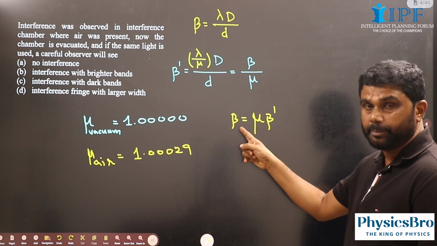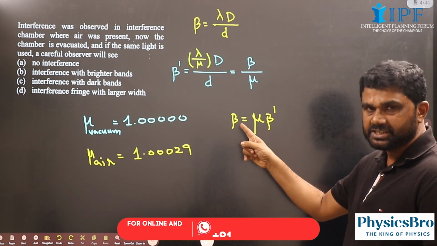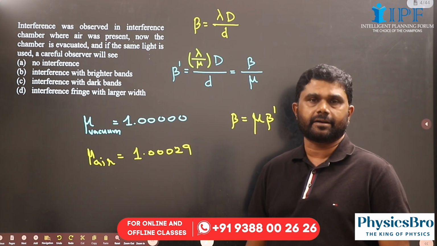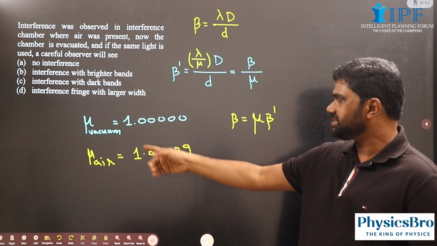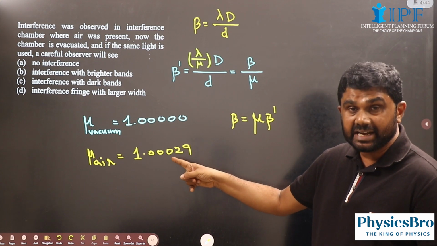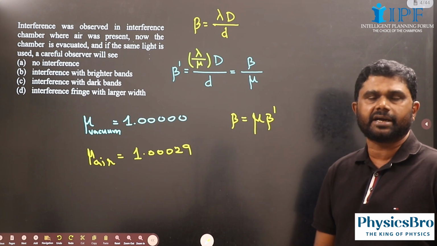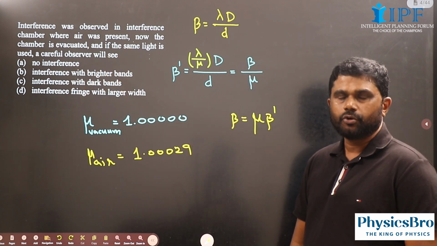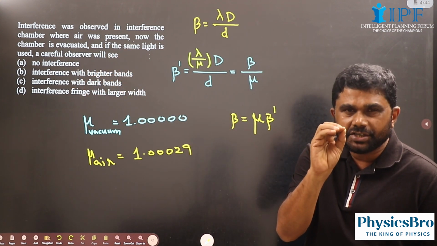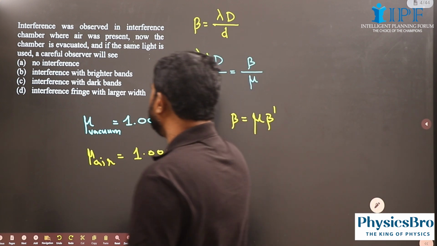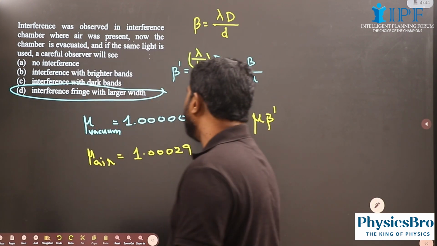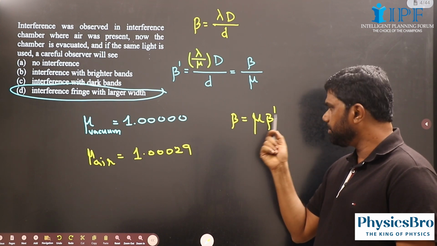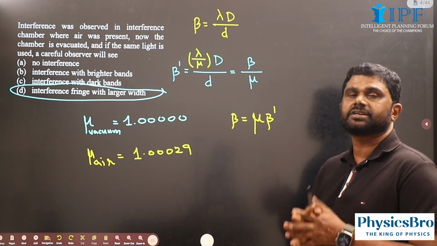So when it is evacuated, the bandwidth will be mu times the bandwidth in air. Mu, the refractive index of air, is slightly greater than that of vacuum. That is why they say a careful observer, because there will be a small increase in bandwidth. So interference fringes with larger width. Beta is the bandwidth in vacuum, and beta dash is the bandwidth when there is air.